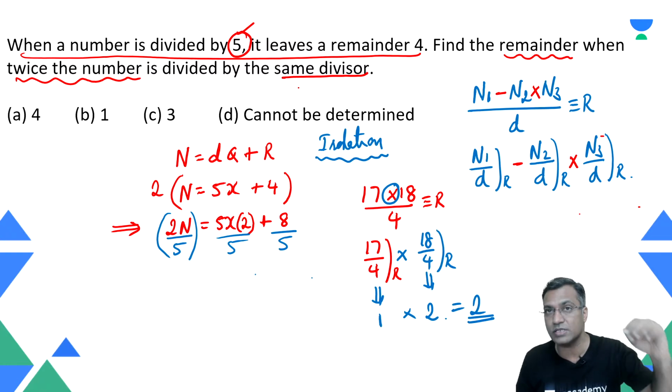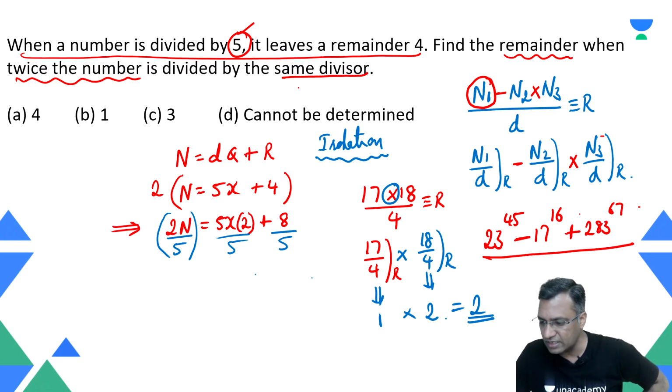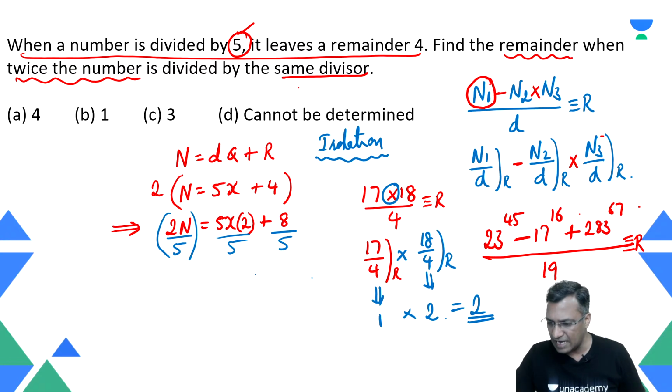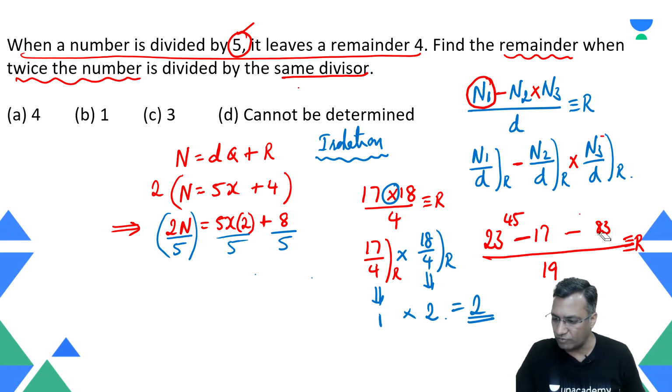Why are we talking about this? Because we are trying to be futuristic. In the future, your numbers will look really cumbersome. It looks like 23 raised to power 45, minus 17 raised to power 16, and then you might have plus 283 raised to power 67. They may say, all of this when divided by 19, what is the remainder? This can be the futuristic question. Will I ever be able to add these kinds of numbers? No, I will never be able to add and divide this by 19. That's not possible. So keeping that future in mind, we are trying to understand some of the properties here.